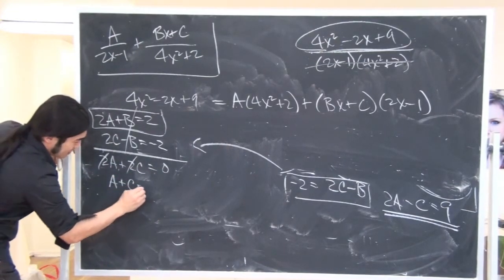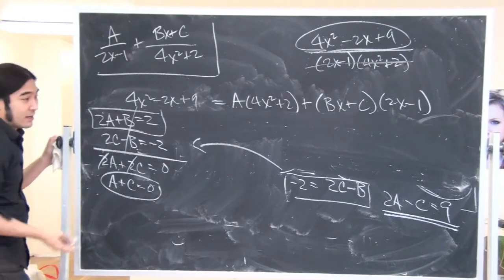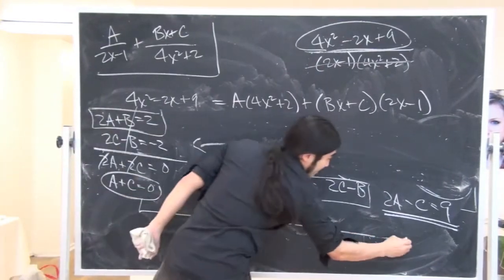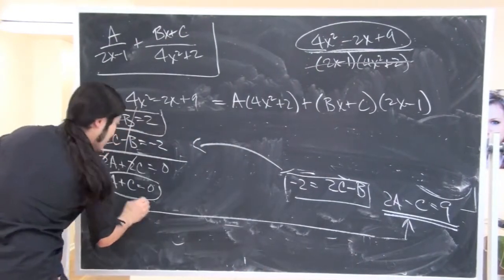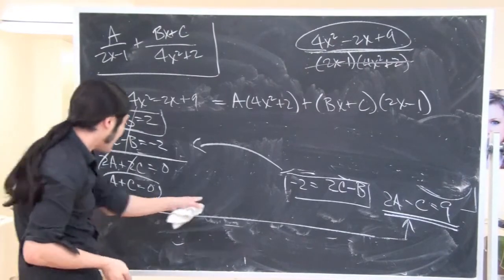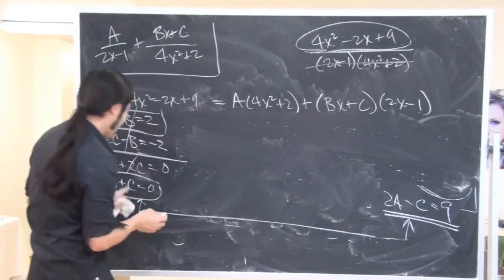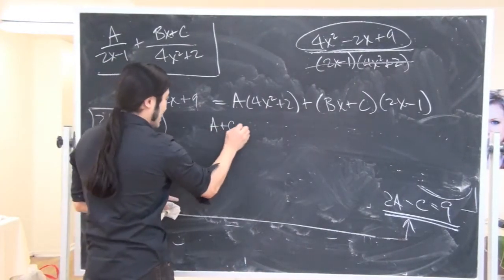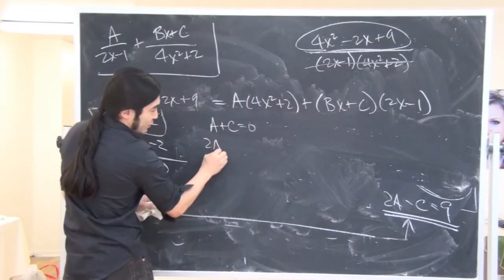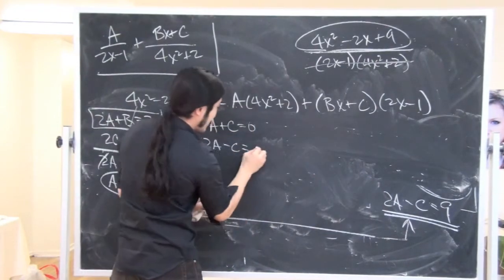So now I get a plus c is equal to 0. Okay, so this guy's left over, this guy's left over, so let's go ahead and put them together. Again, at this point you could substitute. I think it's easy for me to go ahead and write these up. So I have a plus c is equal to 0, and then 2a minus c is equal to 9, right?